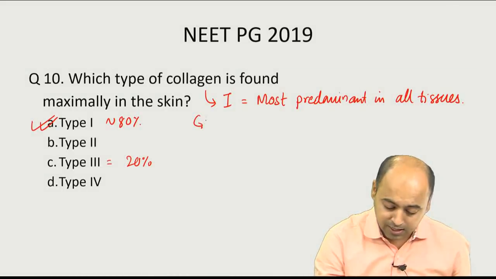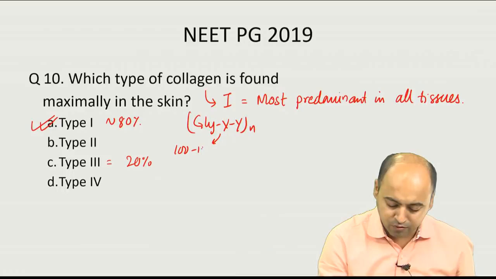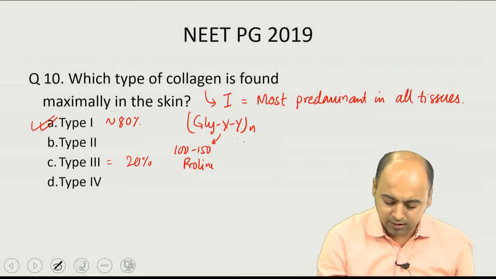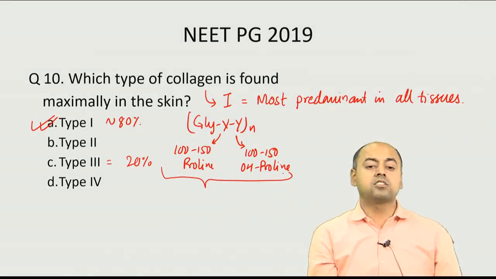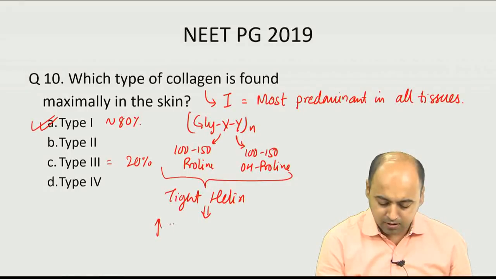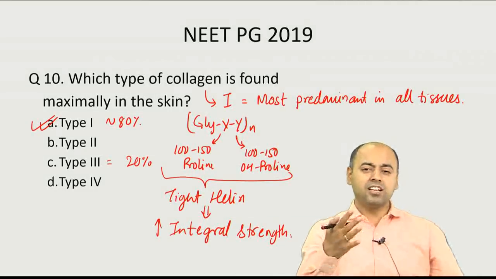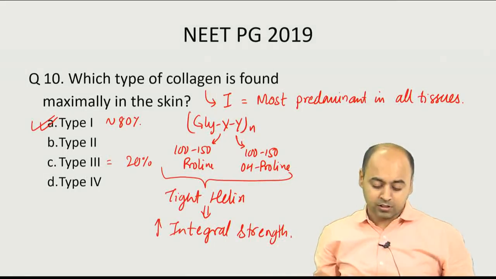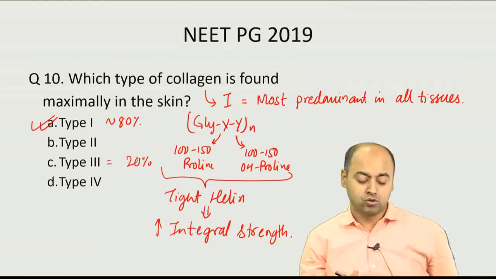I'm sure you know collagen type 1 has the formula glycine-X-Y, repeating n number of times, where a large amount of X is proline and the large amount of Y can be hydroxyproline. Because of this characteristic structure, the collagen type 1 forms a very tight helix. The tight helix has very high strength. Unlike the alpha helix, which is somewhat open and not so strong, the tight helix is very, very strong. So collagen type 1 is maximally present in not only skin but most of the tissues.